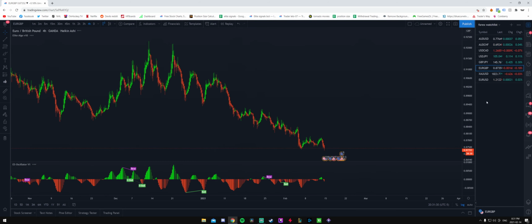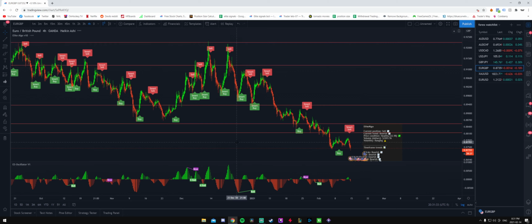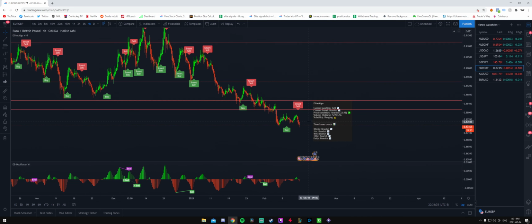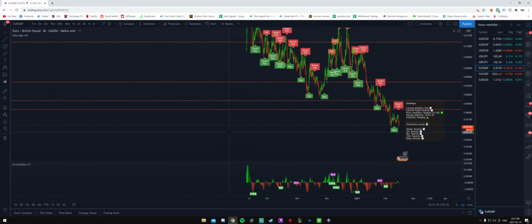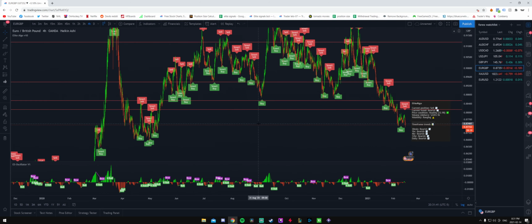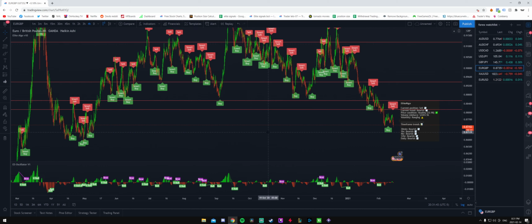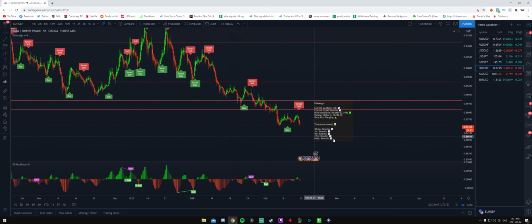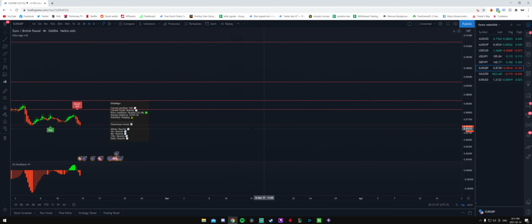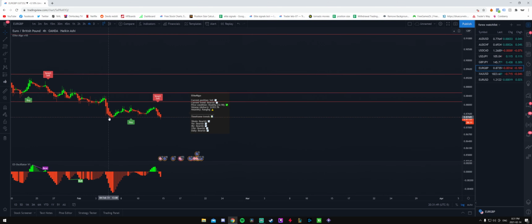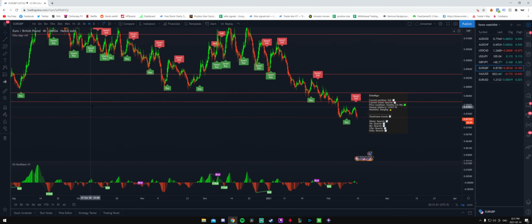EUR JPY. Heavy bearish right now. Smart sell signal. It is at a support. You could take this trade. I would wait for it to just break the support right here. Then once it breaks the support, you can enter this trade, and it would be a fairly simple trade. So it'll be a short position.